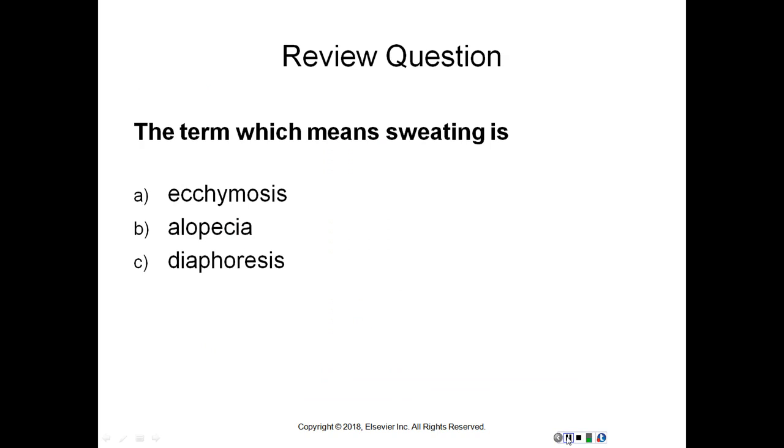So here's just a review question. Which term means sweating? Again, these are all terms not built from word parts. We learned that ecchymosis is escape of blood into the skin. Alopecia is loss of hair. So diaphoresis should be sweating.